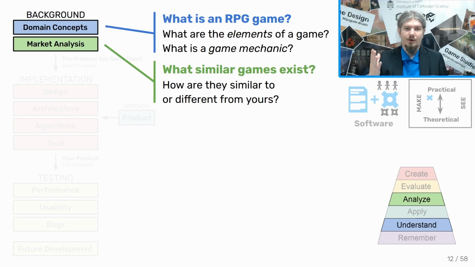The first part of a software solution thesis is usually the background part. And we will see in later videos that you shouldn't call your chapter background, but it is just that the thesis should start with some background knowledge so that the reader will understand where you are starting your work from. Usually the first part is some domain concepts. So for example, what is an RPG game? What are the elements of a game? What is a game mechanic? So all sorts of different concepts that are relevant for your work.